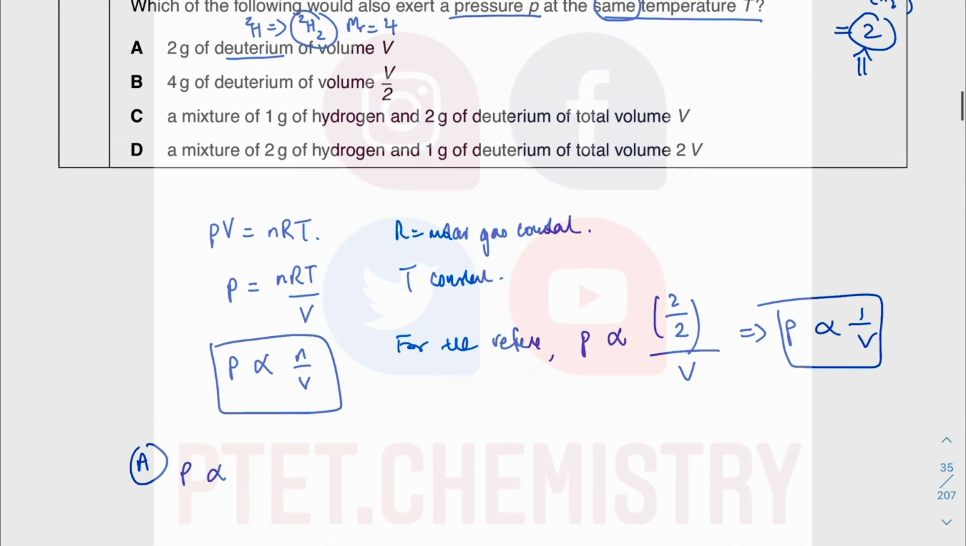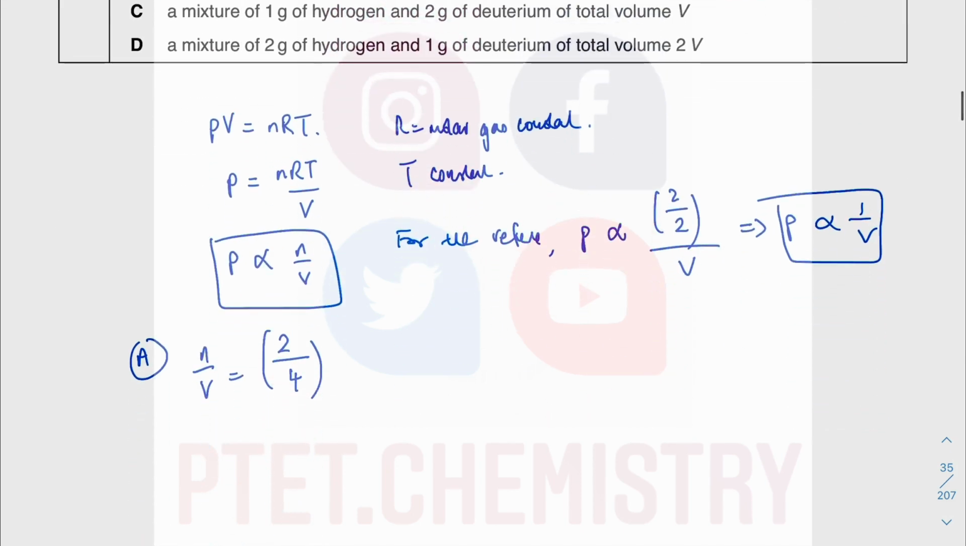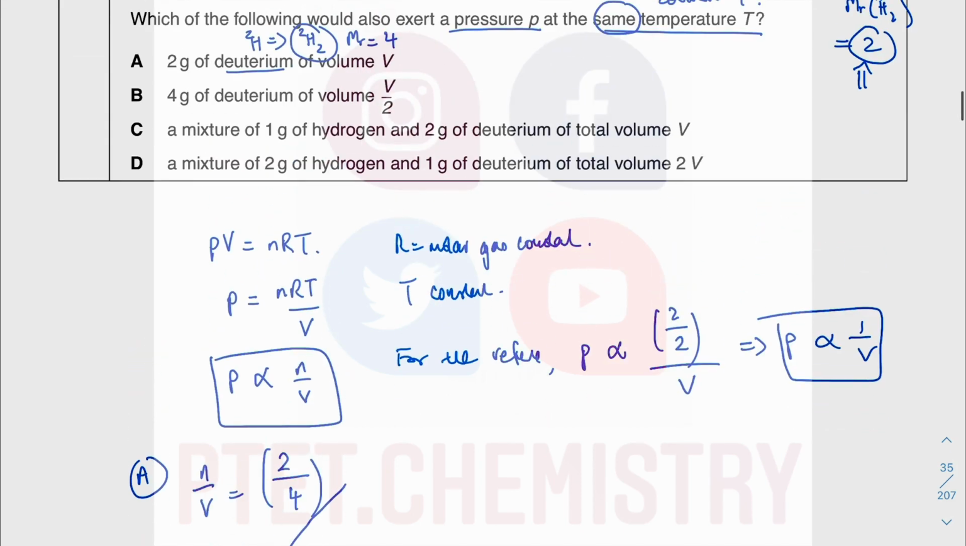So what do I get? Maybe I should just look at n over V, which is the number of mole. So 2 grams over 4, because deuterium is hydrogen 2. There are 2 of them because it's diatomic, so the molecular mass is 4. So it's 2 over 4 on top, and the volume is V. So there is 1 over 2V. It is not 1 over V. So A cannot be the answer. We are looking for a mole over volume relationship that gives us 1 over V.